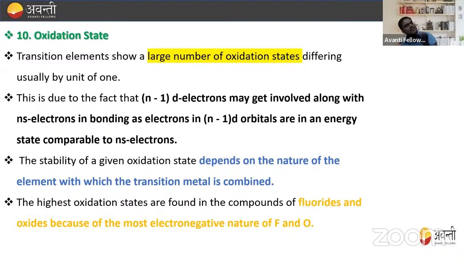Now, as electrons in the (n-1)d orbital are in an energy state comparable to the ns electrons, the stability of a given oxidation state depends on the nature of the element with which the transition metal is combined. The highest oxidation states are found in compounds of fluoride and oxide, because of the most electronegative nature of oxygen and fluorine. So due to the most electronegative nature of fluorine and oxygen, we find the highest oxidation state in the case of fluorides and oxides. I hope this is clear to you. Good.